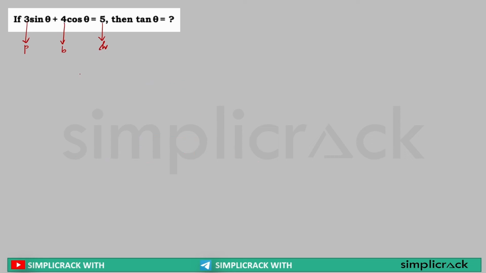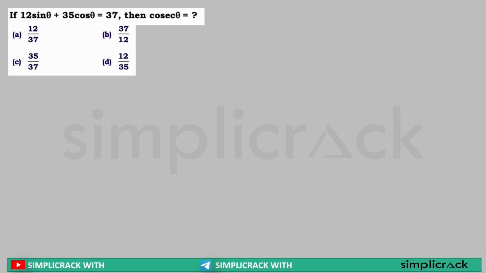Now, if P is 3, B is 4, H is 5, then tan theta is equal to P by B, which is equal to 3 by 4. Answer. Clear? Yes or no? Got it? Next.